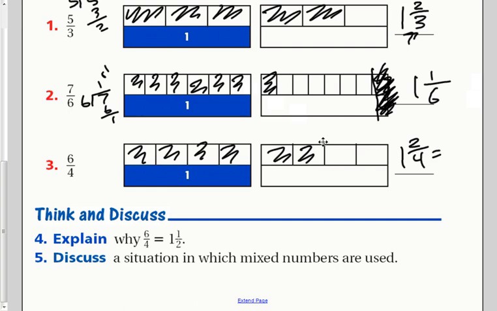Now notice this would be the same as 1 and 1/2. We can simplify that 2/4. Simply divide by 2, divide by 2, and our final answer would be 1 and 1/2. All right, let's move on to our notes.